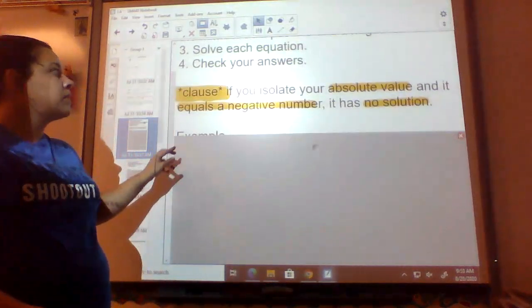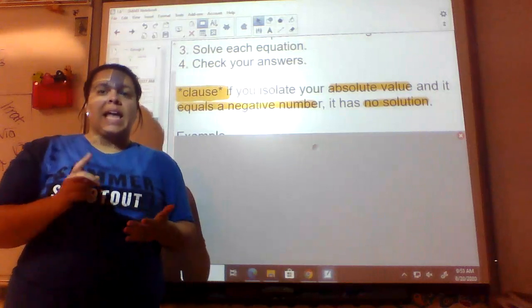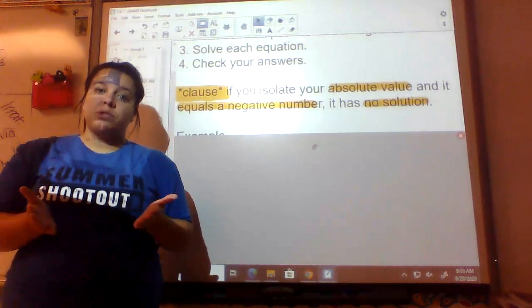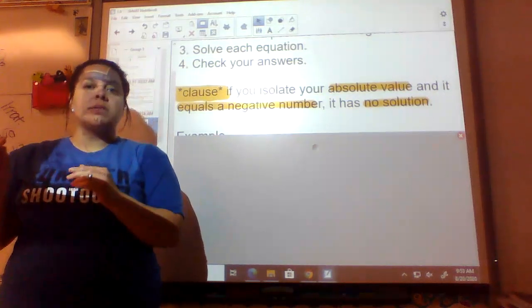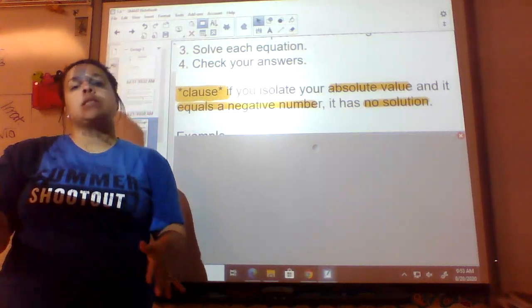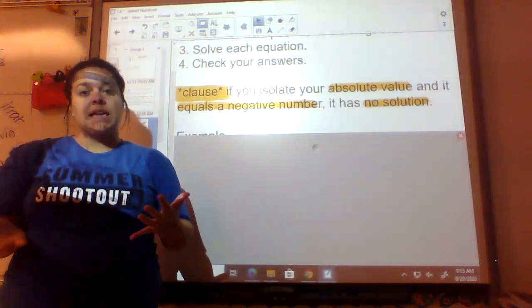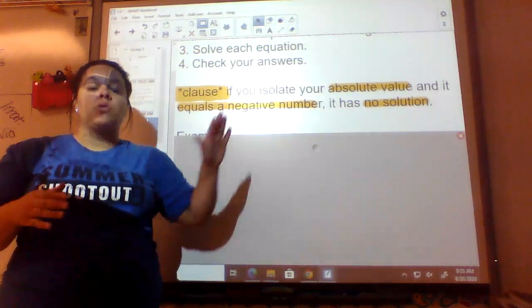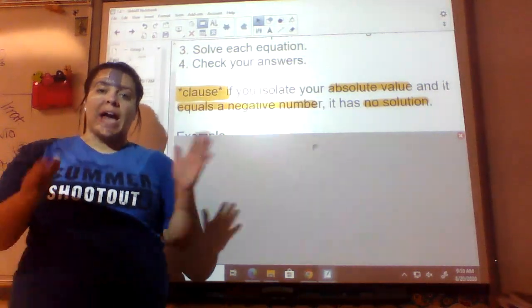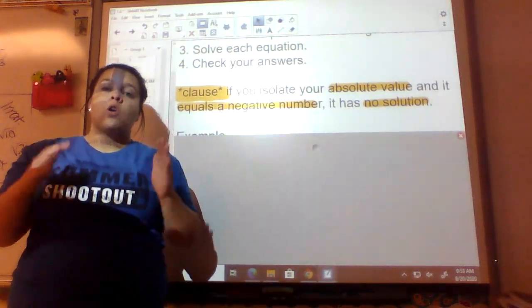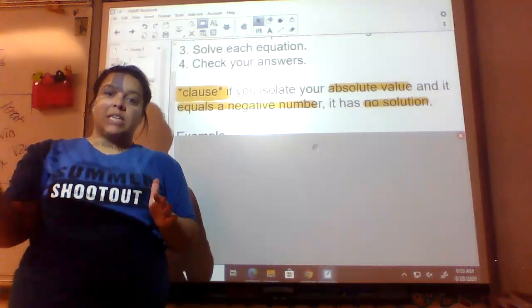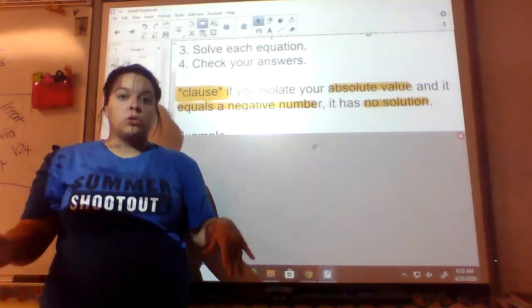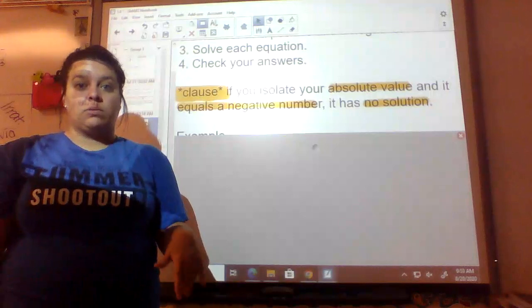Now, here's a clause. If you isolate the absolute value and it equals a negative number, you can stop there because that means it's no solution. But you cannot make this determination until the absolute value is by itself. Once the absolute value is by itself, if it's still equal to a negative number, no solution, because absolute value would never be equal to a negative number.